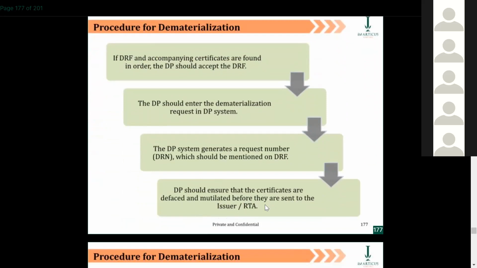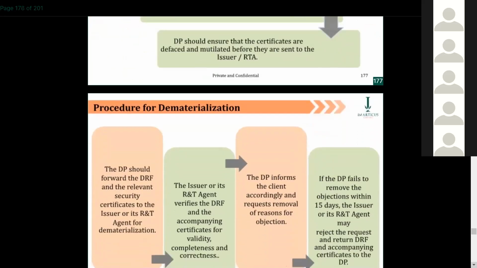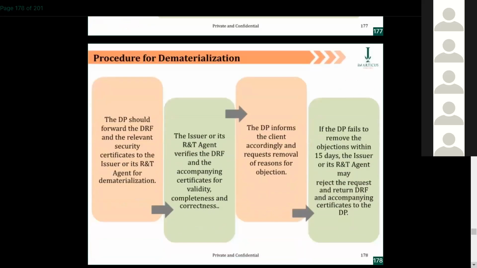Issuer or RTA, as I told you, they are sent to verify the validity of this certificate, because these are the people who will know. Depository participant wouldn't know. So depository participant should forward the DRF and relevant security certificate to the issuer or the registrar and transfer agent for dematerialization. The issuer or its registrar and transfer agent verify the DRFs and the accompanying certificate for validity, completeness, and correctness.